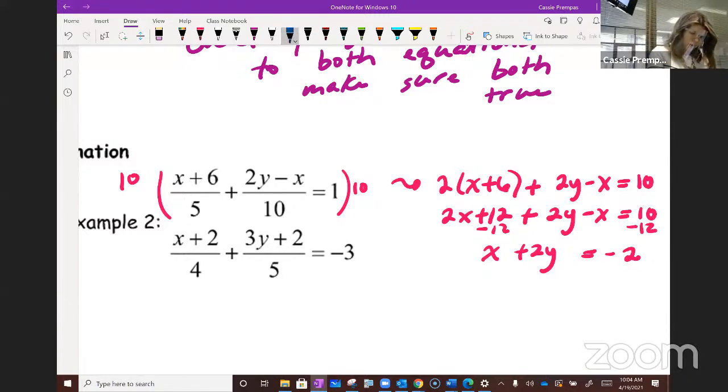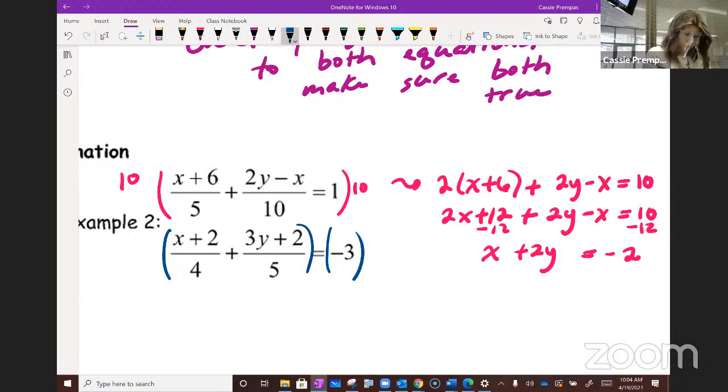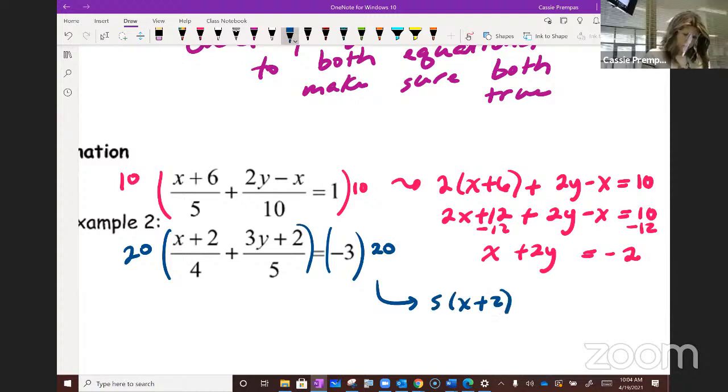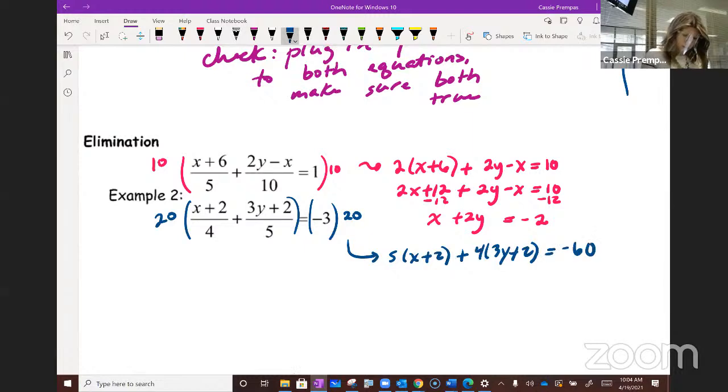And then for the other equation, Evan, what would we multiply this equation by? Can we do 20? Nice. So then we'll get 5 times (x plus 2) plus 4 times (3y plus 2) equals negative 60. That gives us 5x plus 10 plus 12y plus 8 equals negative 60.